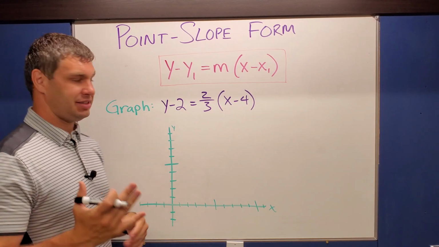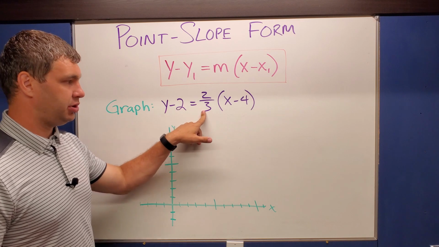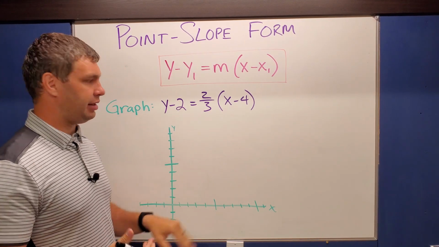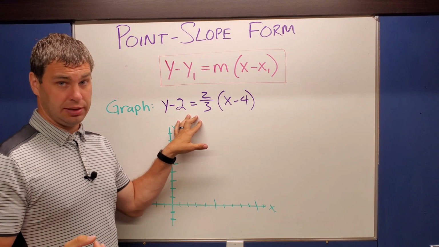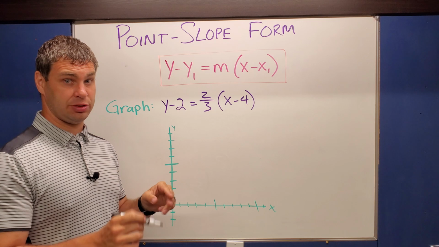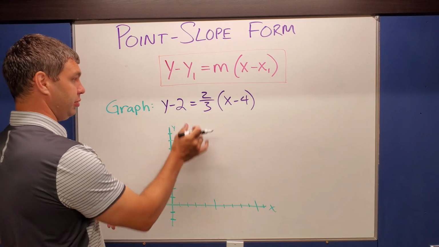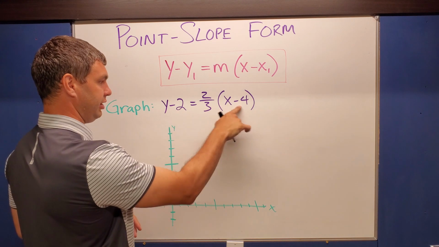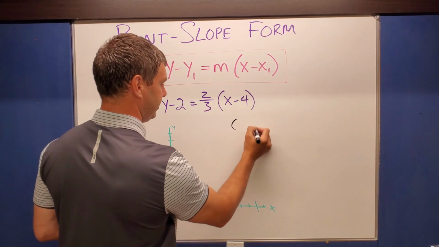This problem is asking us to graph this line, y minus 2 equals 2/3 times the quantity x minus 4. And you should be able to realize right away that this is in point slope form. So in order to graph this, we need a point and a slope. And from those two things, we can then draw the line. So the point in this one, just like we did in that last problem, is going to be 4, 2. You use the opposite signs there for the x and the y.